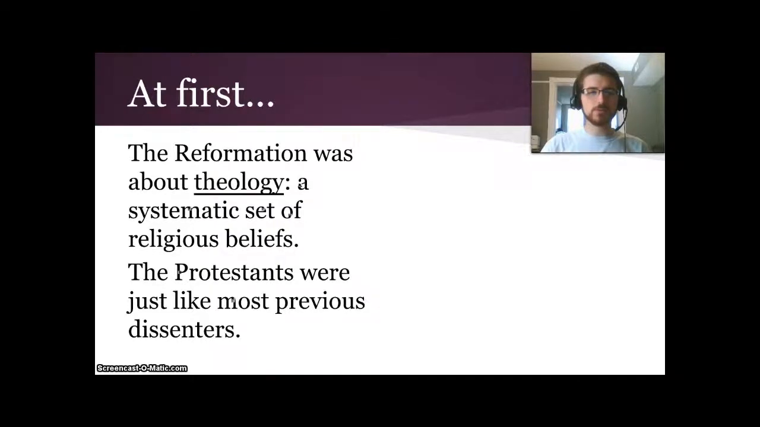The Protestants were just like most previous dissenters, like Jan Hus and also John Wycliffe at first. They mostly thought about the religious aspects of it, and they were political only in the sense that you need to be political because there's no separation between church and state. But they certainly weren't political on a national scale, and they certainly didn't have the support on a national scale, so that put them in serious danger.